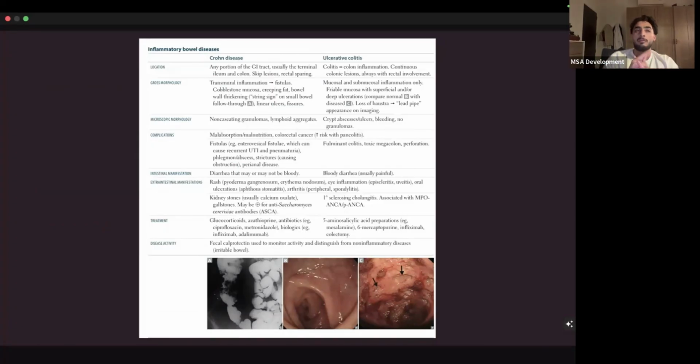Now, it's a lot to try to sit there and memorize every single gross morphology finding, every single histology finding. So let me try to make it as simple as possible for you. The only thing that you need to remember is Crohn's disease is transmural inflammation, which means inflammation of all the layers of the gut wall. And ulcerative colitis is only mucosal and submucosal. Once you understand this topic, everything else is going to make more sense. And we'll get into it in a minute.